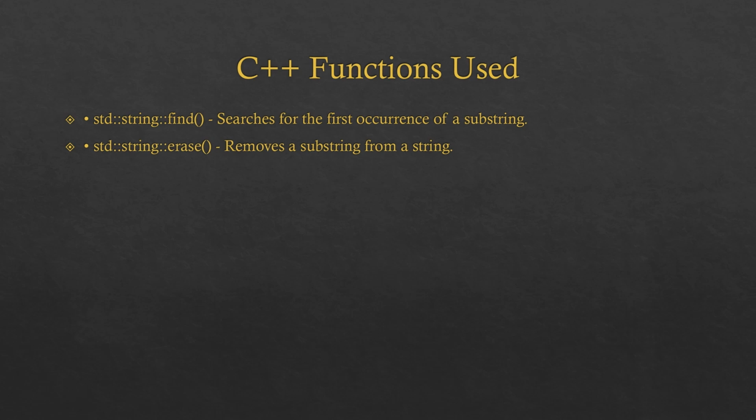To solve this, we make use of two main functions in C++. std::string::find is used to search for the first occurrence of the substring part in the string S. std::string::erase allows us to remove a substring from S, starting from the position where it was found.